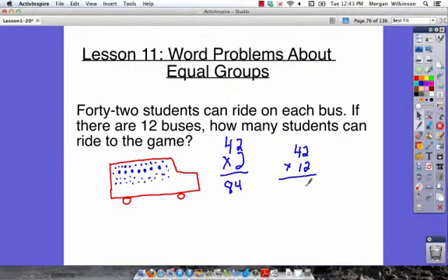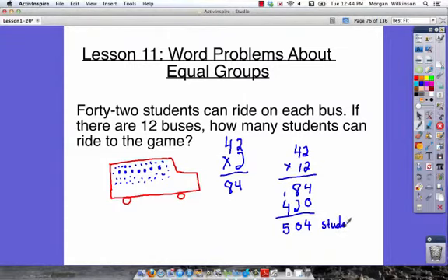We've got 2 times 2, that's 4. 2 times 4 is 8. We've got a 0 for a placeholder. 1 times 2 is 2. And 1 times 4 is 4. So we add up, we're going to get a 4, a 0, carry our 1, and we've got 504. We've got 504 students can ride to the game.